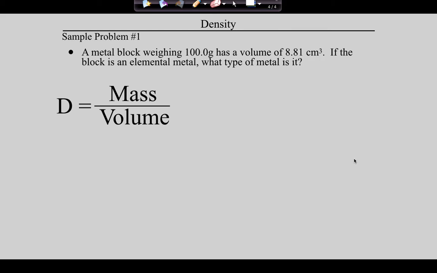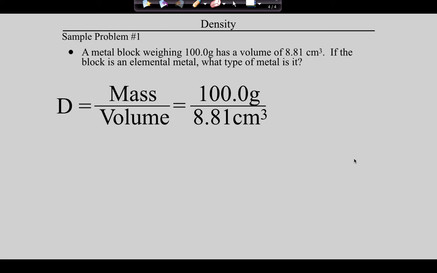So now we need some information. We need to know the mass. Guys, what's the mass of this metal? 100 grams. Then, what's the volume of this metal? 8.81 centimeters cubed. Guys, notice how we're solving this.